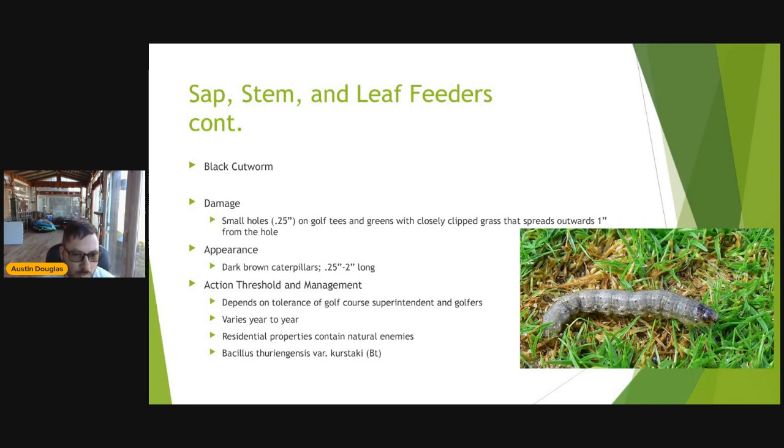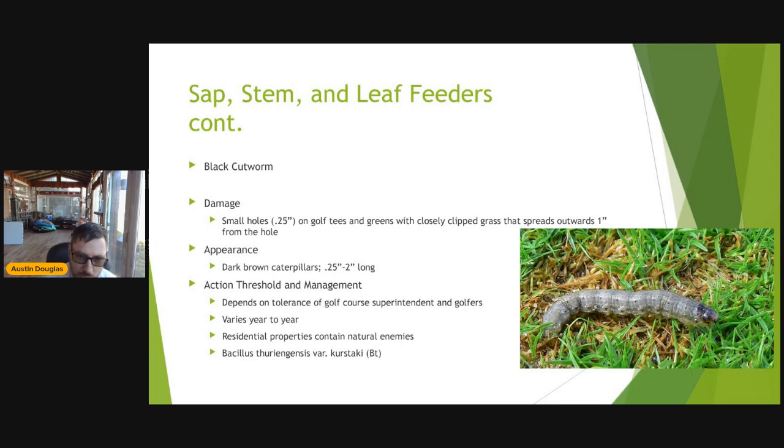All right, so one of the first things that we're going to talk about is the black cutworm. That's what they look like right here. It looks like a caterpillar because it is a caterpillar, but they're referred to as a black cutworm. The damage that these things can cause is mainly going to be found on golf courses. You'll have small holes, 1/4 of an inch, on golf tees or greens with closely clipped grasses that spread outwards, maybe 1 inch from the hole. The appearance, these are like a dark brown caterpillar. They can be anywhere from 1/4 inch to 2 inches long.